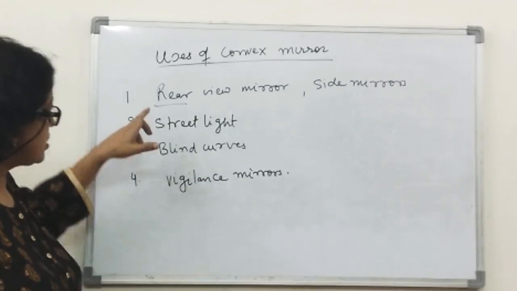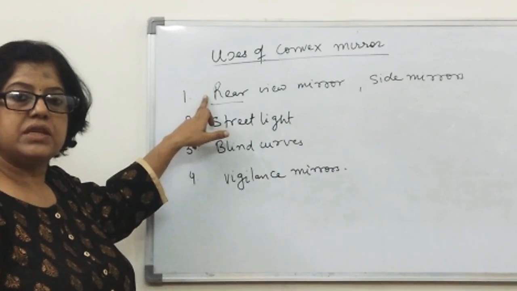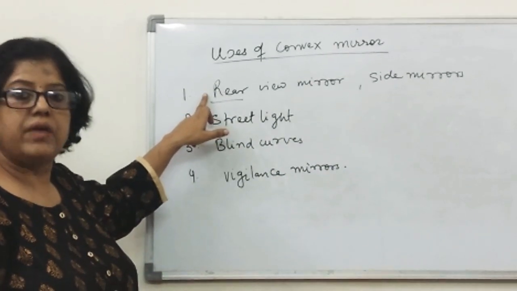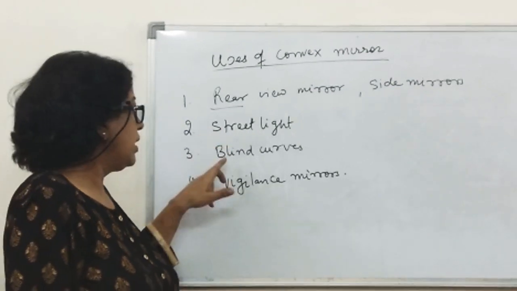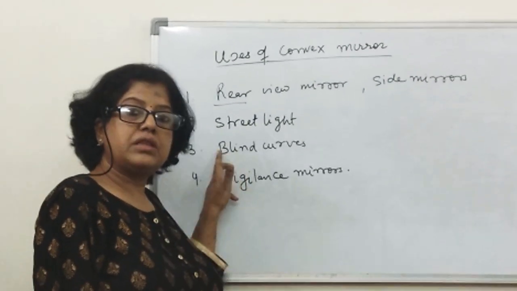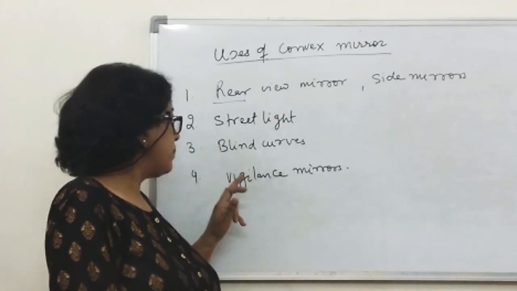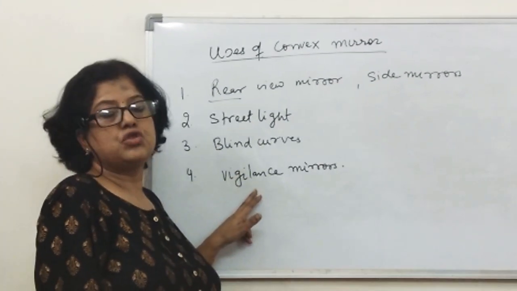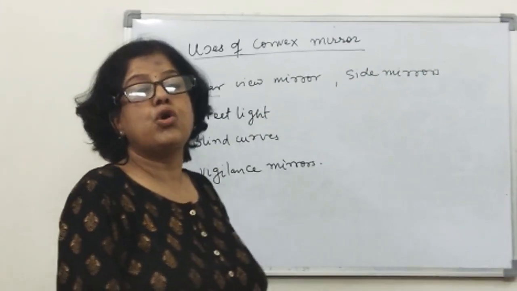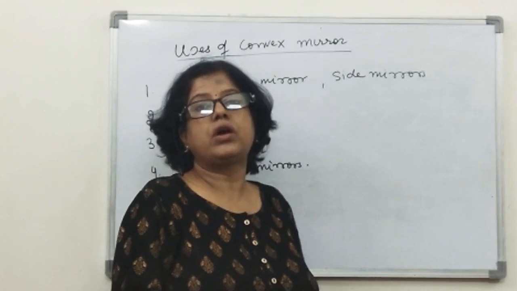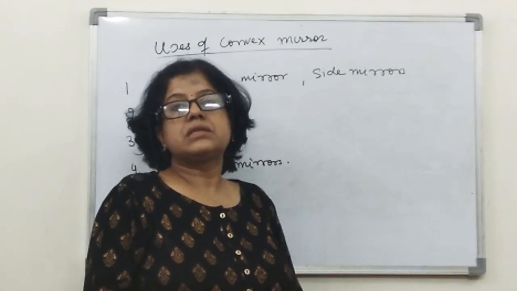So the major uses are the rear view mirror. Why? We've discussed, because it forms erect and smaller images and has a wide field of view. It is used in street lights to spread the light, at blind curves so that the driver can know whether any vehicle is coming from the other side or not, and as vigilance mirrors in shopping malls or in metro stations, etc. There can be many more uses of convex mirrors and concave mirrors. I want you to explore more uses. And that's all for the day.